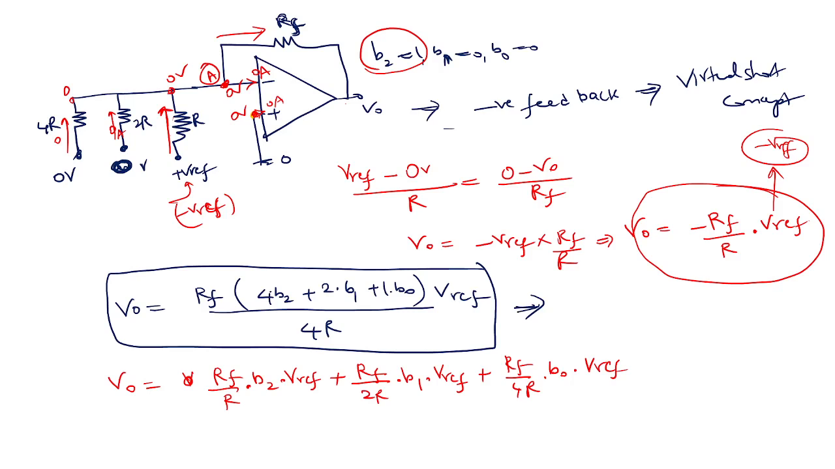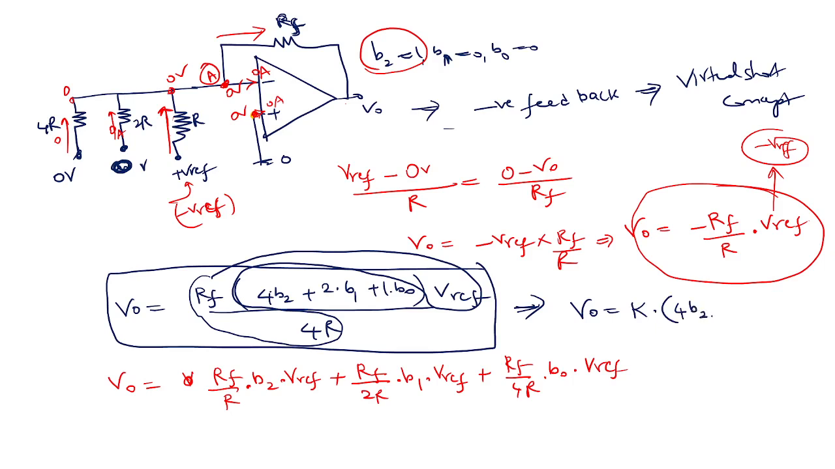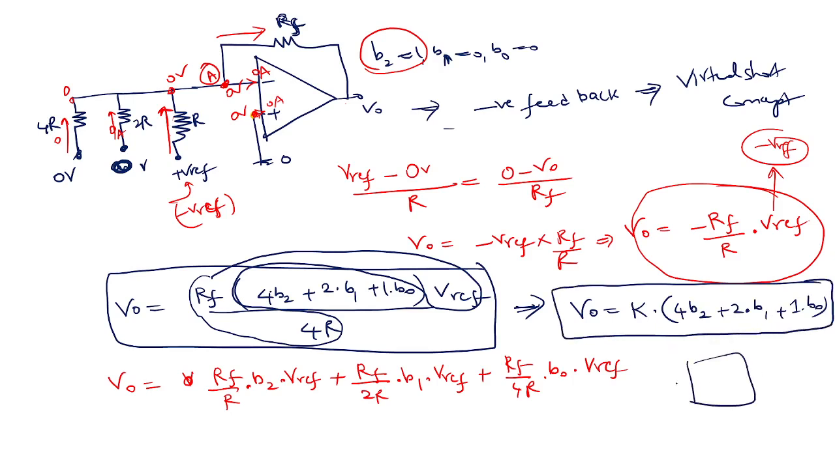You neglect this V reference and other things, okay? This is like a scaling factor, right? So V naught is some scaling factor K into 4 times B2 plus 2 times B1 plus 1 time B naught. That's it. Now, your inputs to this system are what? B2, B1, B0. What is your output? V0. Right? And there is a scaling factor K. We will come to that. What is that exactly?